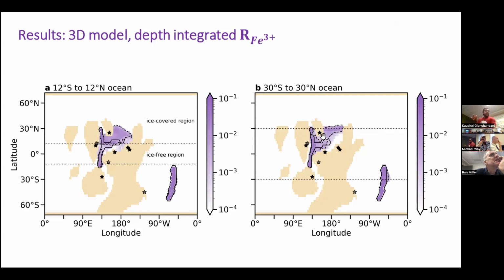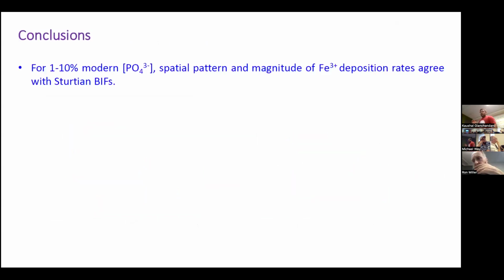3,000 kilometers is a long distance. So to conclude, if your seawater phosphate concentration is between 1 and 10% of modern levels, both the spatial pattern and the magnitude of iron 3 deposition rates tend to agree with what we have found using Sturtian BIFs.